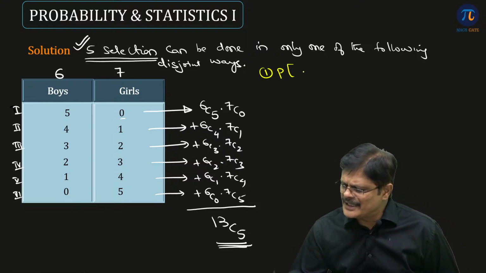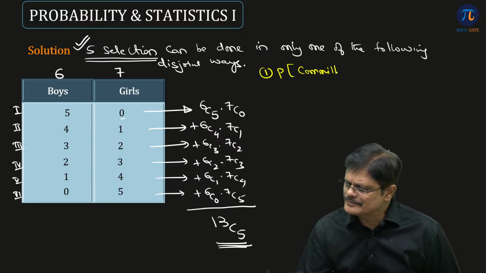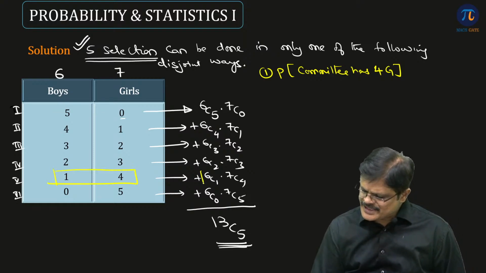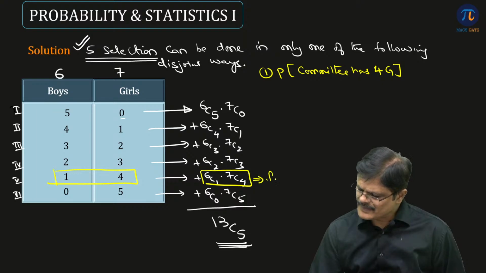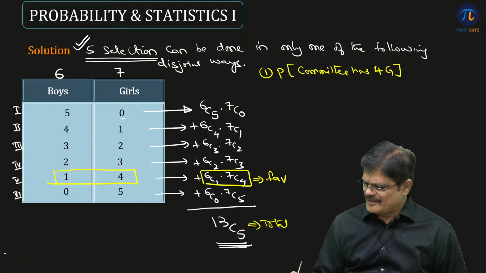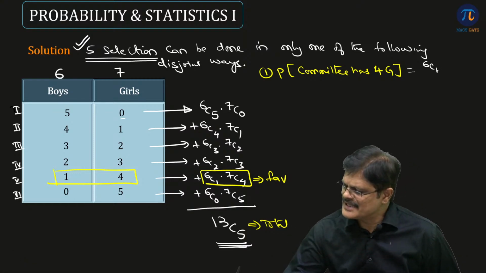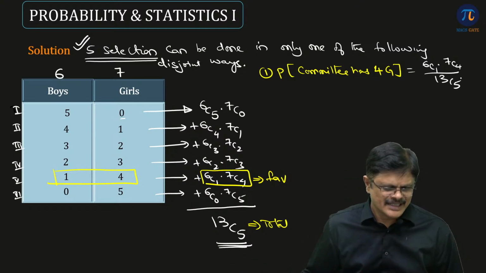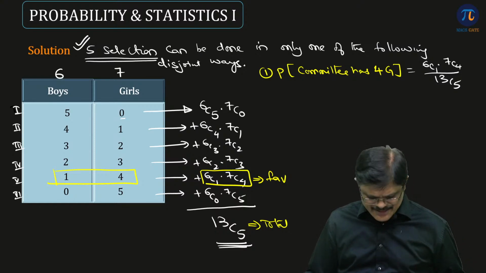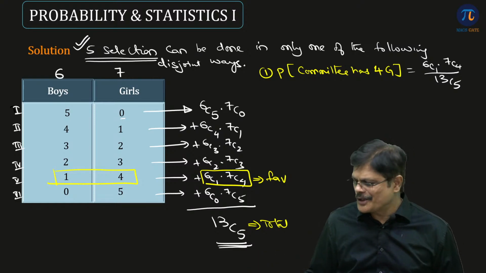What is the probability that the committee has exactly 4 girls? See, exactly 4 girls means which situation? This is the situation. So this is the favorable and this is the total. So what is the answer? Favorable by total. That is 6C1 into 7C4 upon 13C5. And that is your answer. So the probability that the committee has exactly 4 girls is 6C1 into 7C4 upon 13C5.